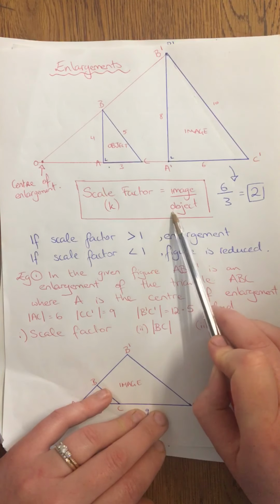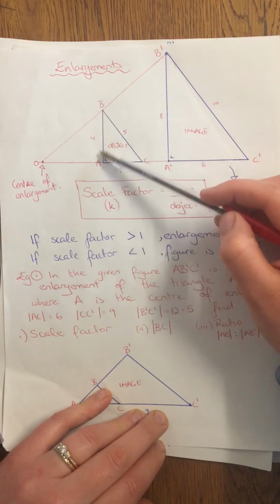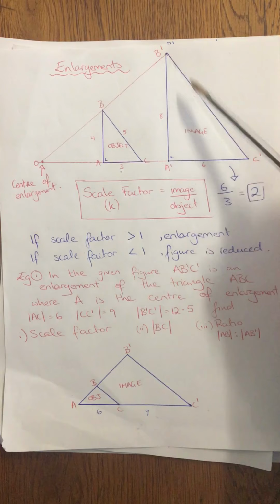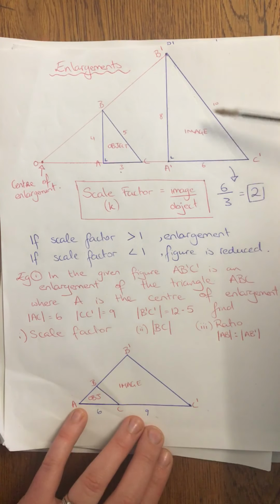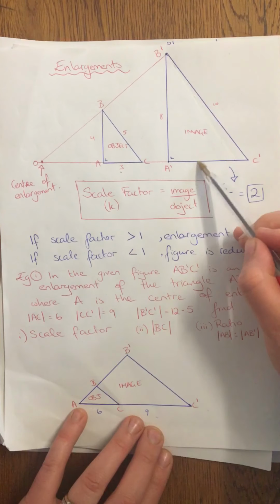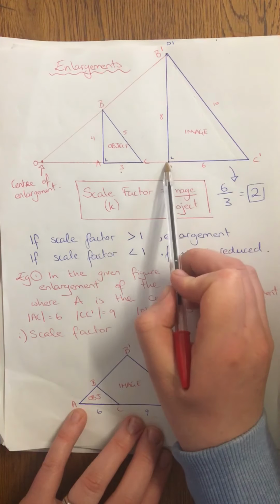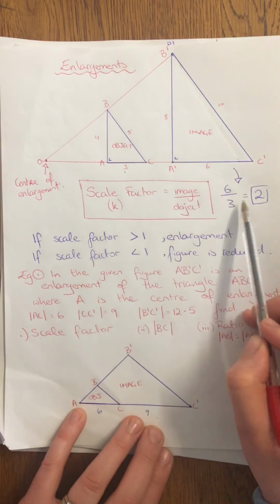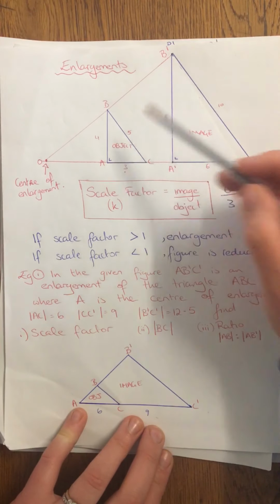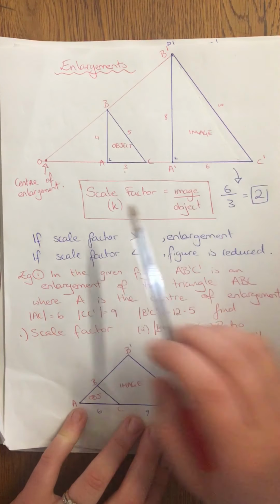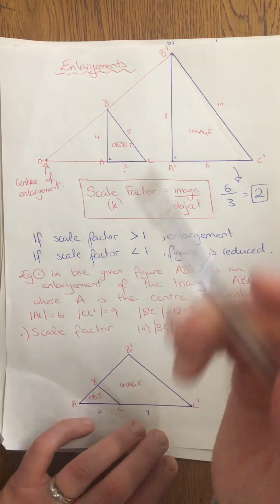Remember, O for object, O is for the original. So this is my original one. The original won't have any dashes, your image will. So it's image over object. In this case, you can pick any side of the image. I picked this one down here, so that's a 6. So you say 6 over, and you've picked the corresponding side, 6 over 3 equals 2. You could also say 10 over 5 is 2, or 8 over 4 is 2. So the scale factor is 2. You're increasing it by a scale factor of 2.